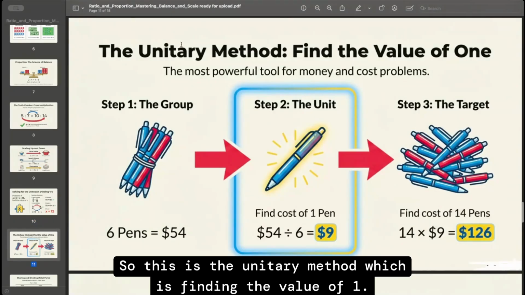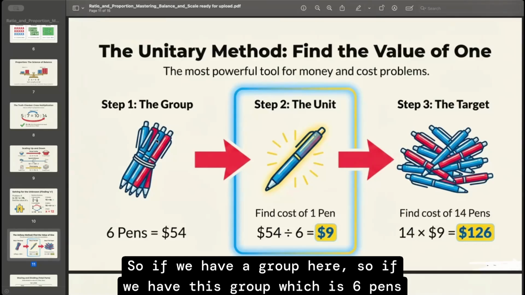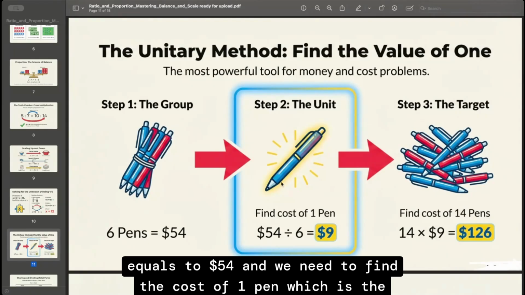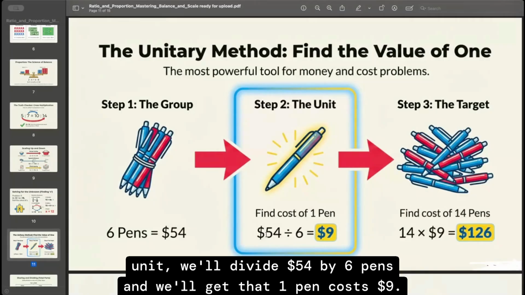So this is the unitary method, which is finding the value of 1. So if we have this group, which is 6 pens equals $54, and we need to find the cost of 1 pen, which is the unit, we'll divide $54 by 6 pens, and we'll get that 1 pen costs $9.